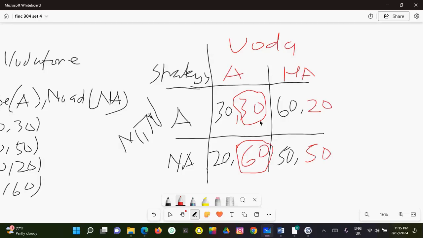So now let's come on the side of MTN. When Vodafone chooses to play advertisement, MTN has to choose between advertise and not to advertise, right? If MTN chooses to advertise, 30, and when not to advertise, 20, so clearly we advertise. And when Vodafone chooses not to advertise, MTN has the chance to choose between advertise and not to advertise, so you are going to select the highest here again.